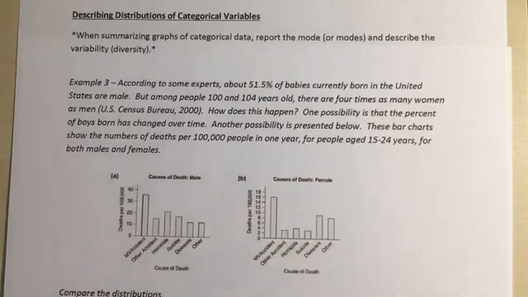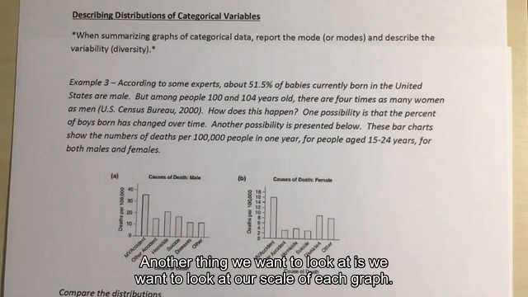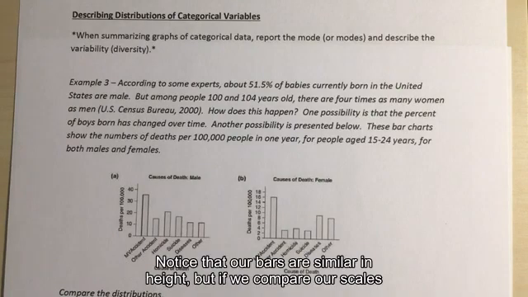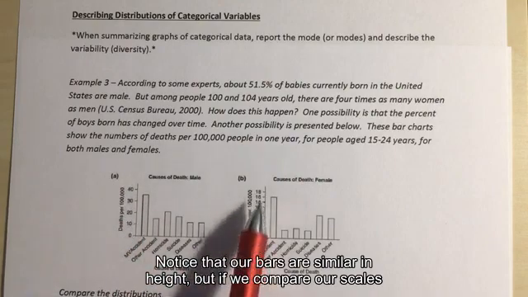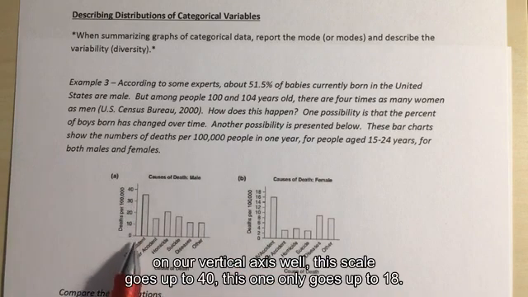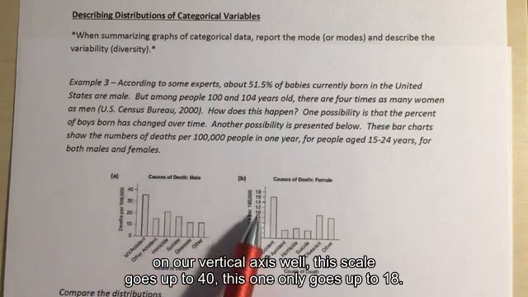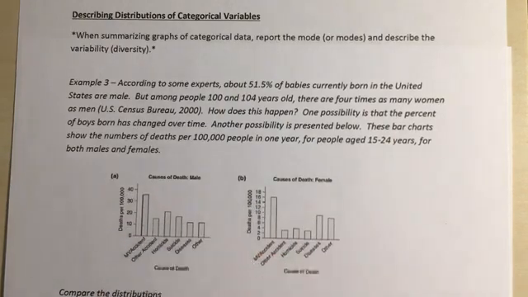Another thing we want to look at is the scale of each graph. Notice that our bars are similar in height, but if we compare our scales on our vertical axis, this scale goes up to 40, this one only goes up to 18. So these are very different.